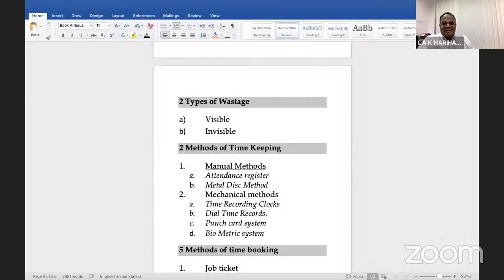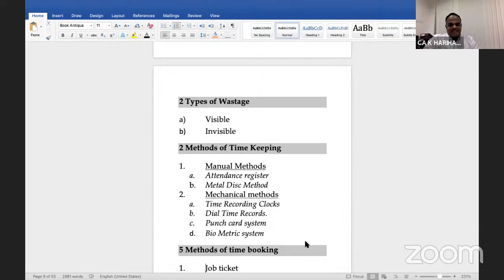Okay. Next. Methods of timekeeping. With respect to labor, methods of timekeeping. There are two methods, an easy one. One is what? Manual method. Nowadays, digital, mechanical method. Under the manual method, it may be attendance register or metal disc method.